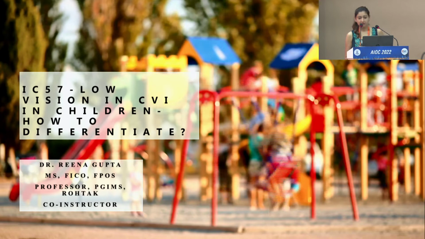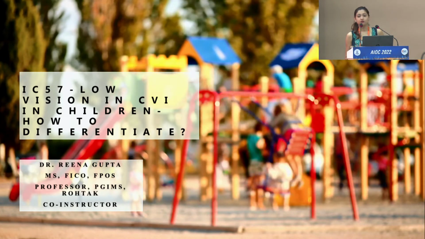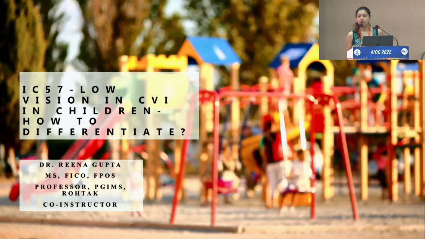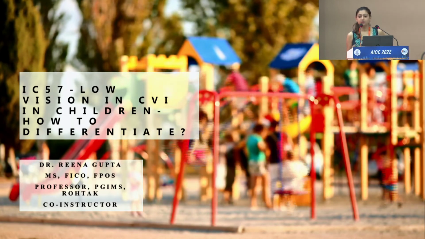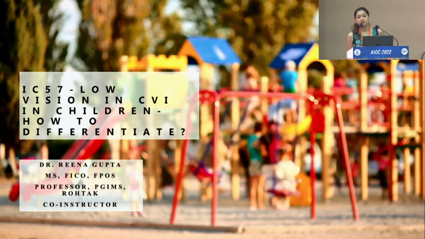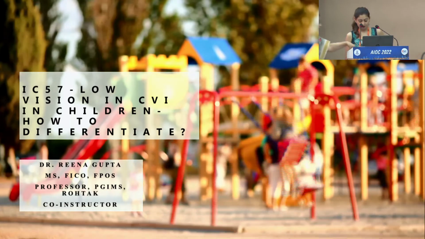So, why is it important, like you just asked, why is it important to differentiate CVI from other causes of visual impairment? This is because CVI children exhibit such distinct visual behavior that at times it is very challenging to differentiate.